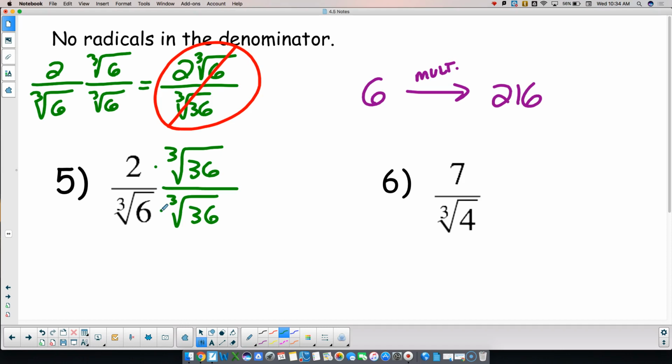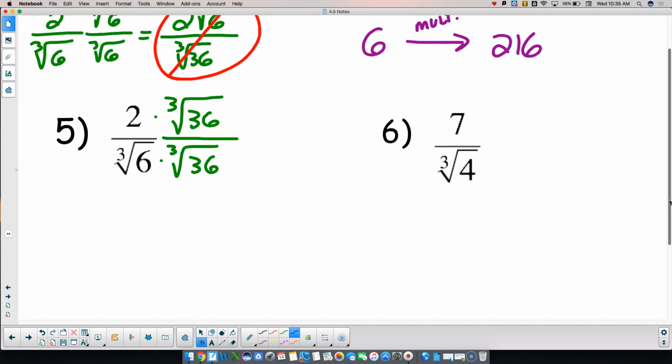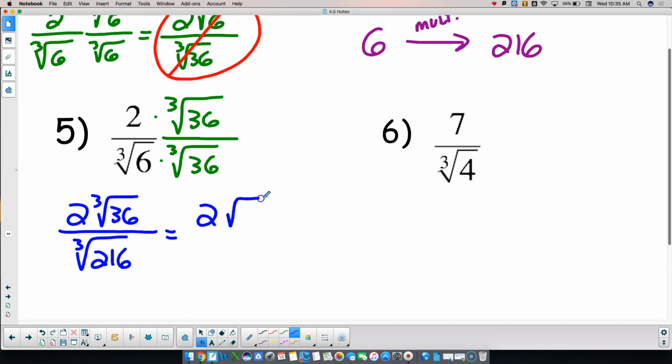Because now on top, I get 2 times the cube root of 36 over the cube root of 216. 216 is on my list. It's the cube of 6. So this becomes 2 times the cube root of 36 over 6.